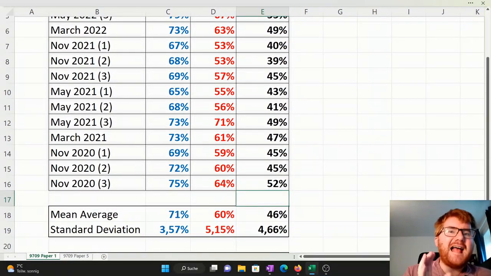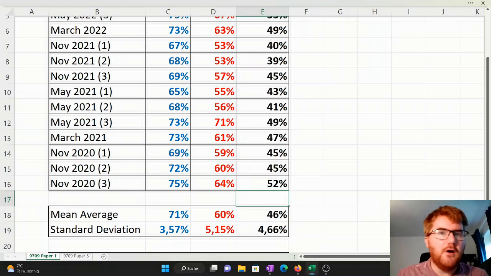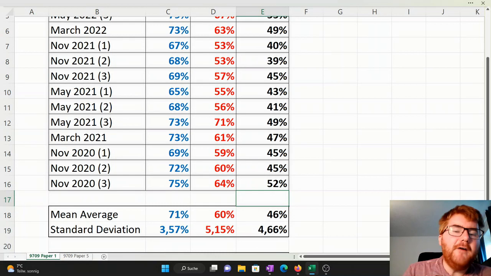Now, if we actually look at the averages for paper 1, you can see on average you need to get 71% on paper 1 to get the A, with a standard deviation of 3.57%. So I would say, generally speaking, if you're getting 75% on this paper 1, then you've got a very good chance of getting an A grade. Likewise with B, you can see the standard deviation here is slightly higher, which means I would predict 65% would give you the comfortable B. And then to get a C, I would certainly predict 50% to get that.